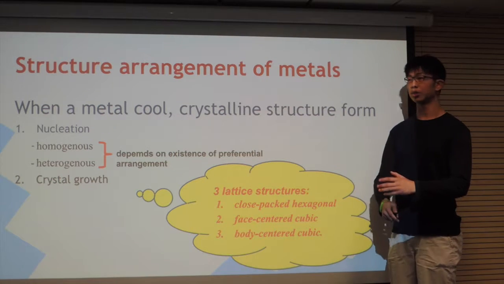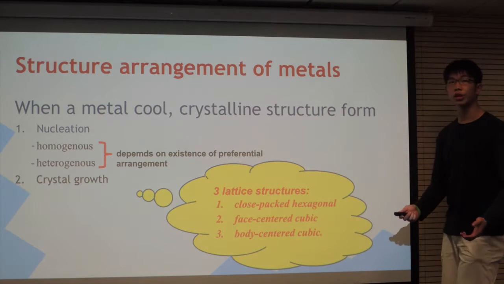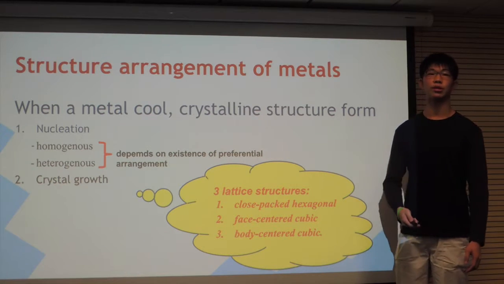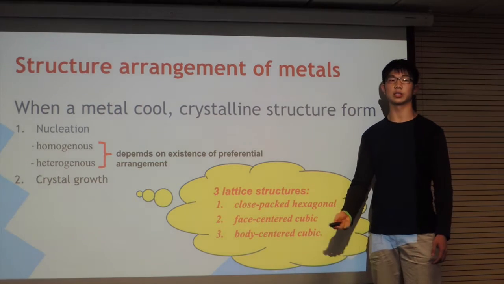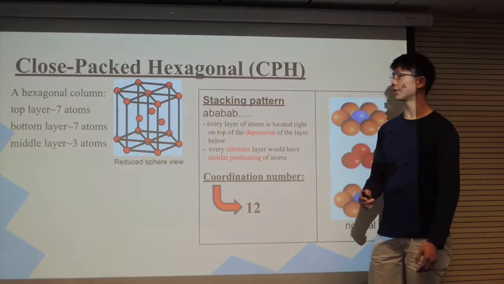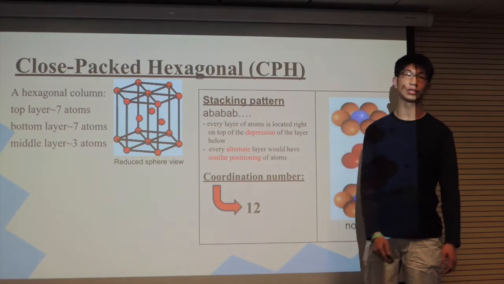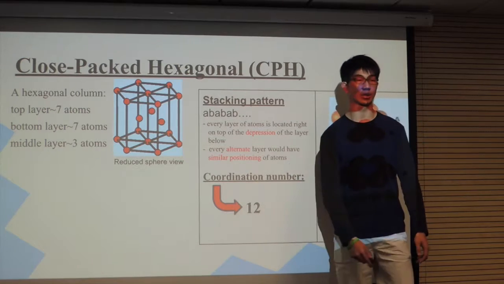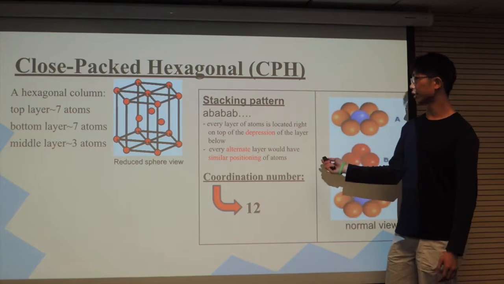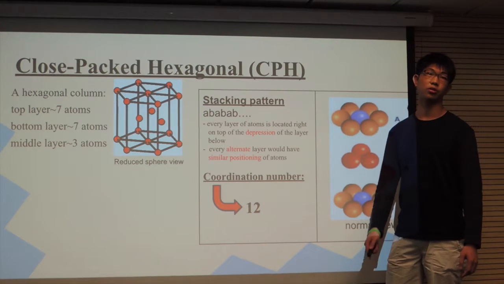And when it forms into large metal crystals, they are classified into three different lattice structures. The first one is the close-packed hexagonal structure. The second one is the face-centered cubic structure. And the last one is the body-centered cubic. For the first one, you can see it has hexagonal columns, and on the top layer you have 7 atoms, and the same applies to the bottom layer, while in the middle layer you have 3 separate atoms. The right-hand side of the slide shows the stacking pattern for the close-packed hexagonal structure.